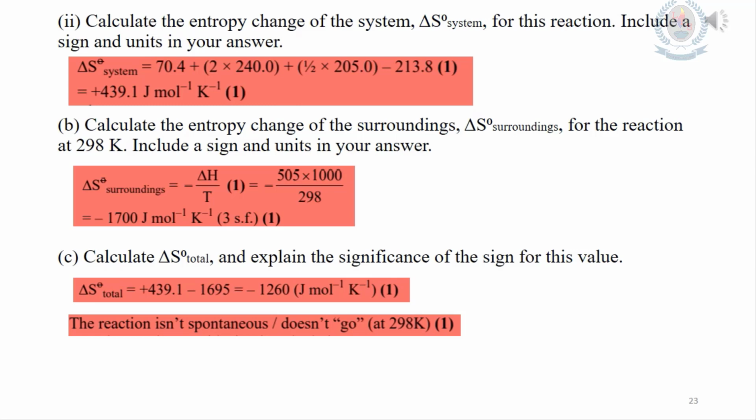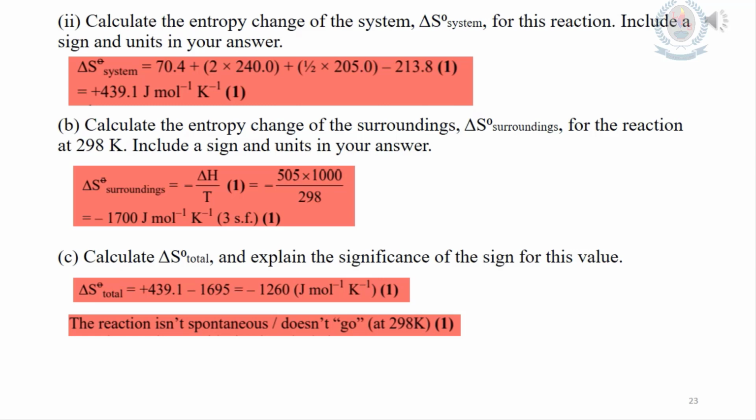Part B. Calculate the entropy change of the surroundings for the reaction at 298 Kelvin. How to find delta S surrounding? Delta S surrounding equals minus delta H over T. You can just substitute the values and you can get the answer minus 1700 joule per mole per Kelvin.